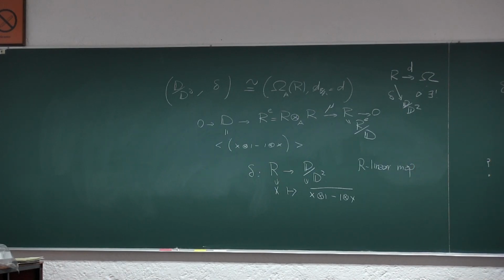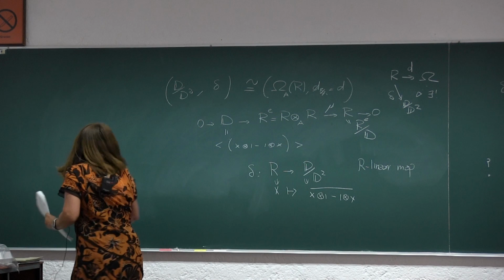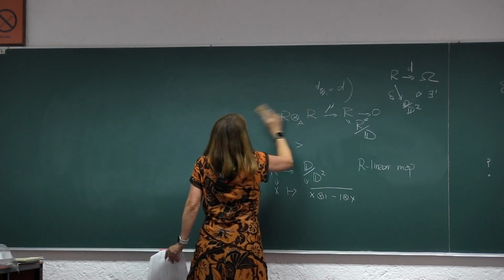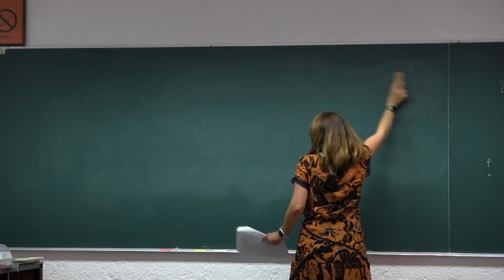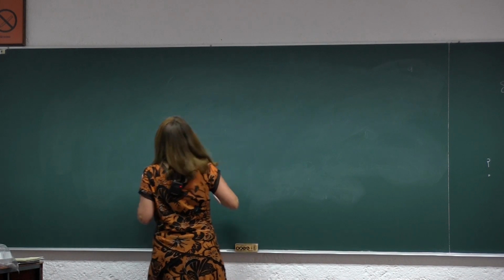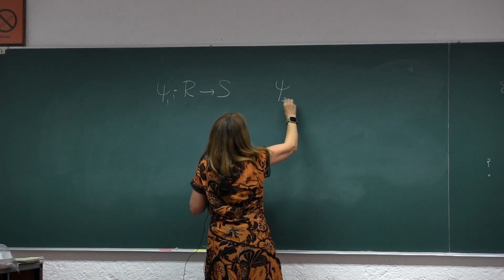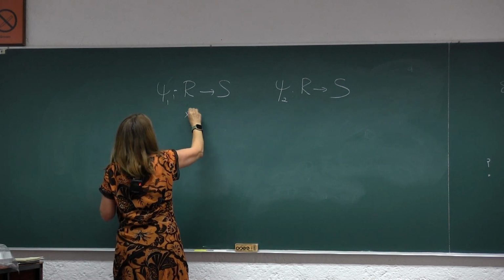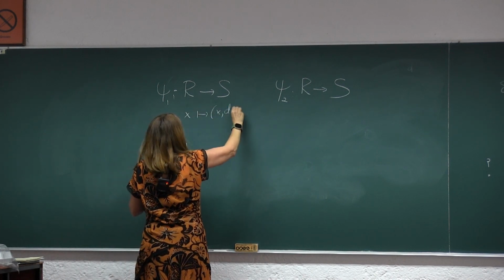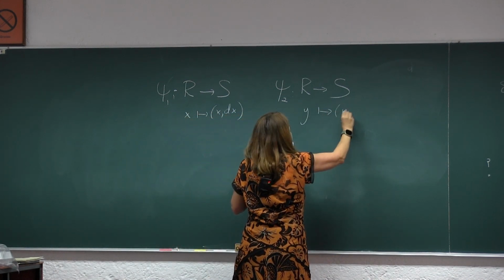Now we have this S, and we consider two maps out of S. Sorry, actually they go to S. The first one goes from R to S, and the second, again, goes from R to S. The way we define it is: take an element x here, and you send it to (x, dx). And here instead, you take an element, again, let's call it y, and we send it to (y, 0).